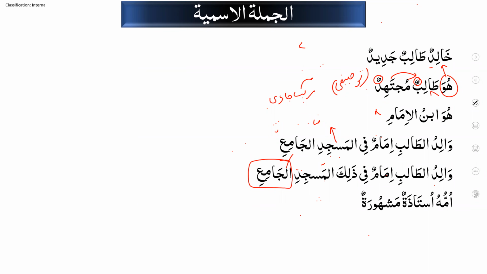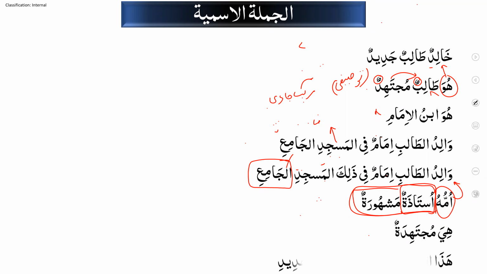Ummuhu ustadatun mashhuratun. Now, ummuhu is murakkabun idafiyun. His mother is a teacher. What kind of teacher? A famous teacher. Now, ustadatun mashhuratun is murakkabun tawsifiyun, khabar. Next sentence, hiya mujtahidatun. She is a hard worker. So, mubtada and khabar.